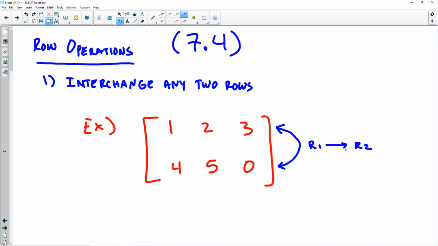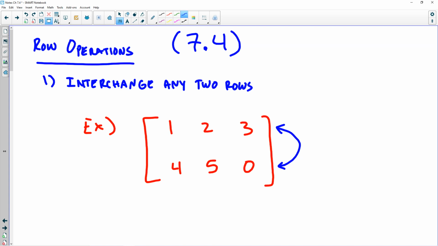And I can also do row 2, move it to row 1. Okay. You can write it like this, with a double arrow, meaning it goes both ways. Or you can just show the double arrow like this, which just means that you're swapping the 2 rows.